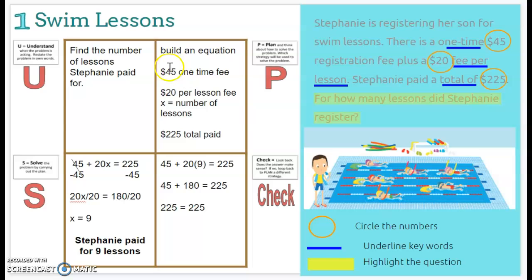We built the equation because we had the one-time fee, the number of lessons. We're not sure how much it was per lesson, which is our unit rate. Then the x was how many lessons we had, and then the total amount. We went ahead and built that. We used our inverse operations to solve or isolate our variable and solve for it. We then did our check where we plugged in what we thought was the correct number. We reran it through order of operations, and we did find that it is correct. So we can say for a surety that Stephanie paid for 9 lessons.